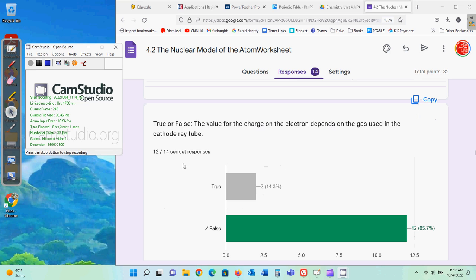So the importance of this part of Thomson's experiment is that it didn't matter. He got the same particles moving through the cathode ray tube regardless of what gas was in the tube. This meant that the particles were coming from the metal cathode, not from the gas. And so it didn't matter which gas was in there, they were still electrons.